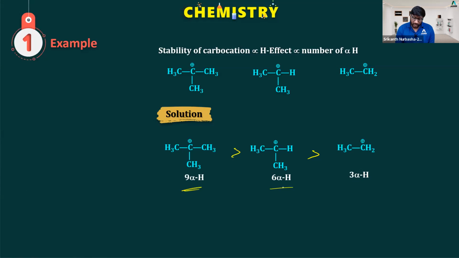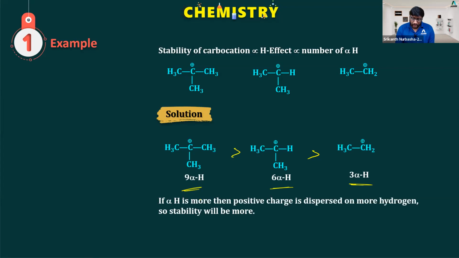Nine alpha hydrogens, 6 alpha hydrogens, and 3 alpha hydrogens. A greater than B greater than C. If alpha hydrogens are more, then the positive charge is dispersed over more hydrogens, so stability will be more. You can ask a question, sir: why does more number of alpha hydrogens mean more number of hyperconjugated structures? So why should it be more stable?